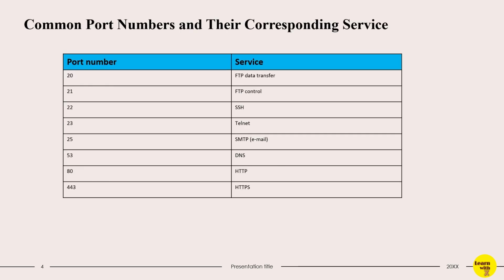These are some of the common port numbers and the services running on them. For example, port number 20 is for FTP data transfer, 21 is FTP control, 22 is SSH, then 80 is HTTP, etc.